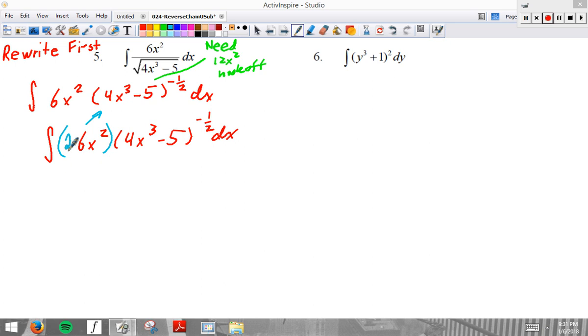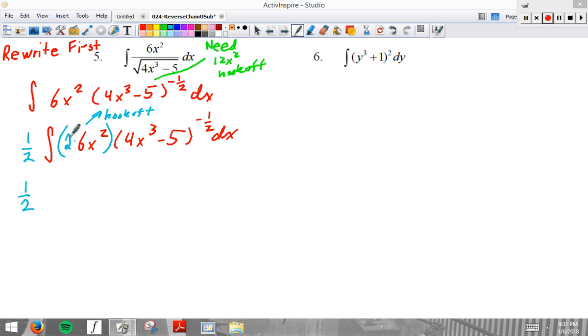But again, I can't just multiply by 2. If I multiply by 2, I change the whole value of the integral. So I need to multiply the outside by the reciprocal of 2, because 2 times 1/2, I really just multiplied by 1. Does that make sense? So that's the hook off.